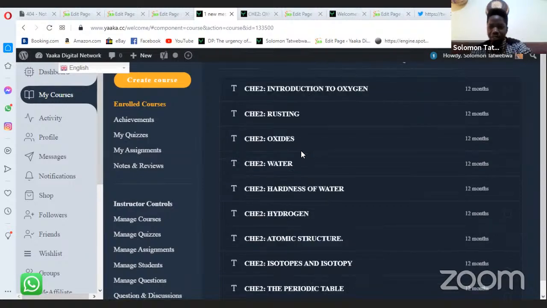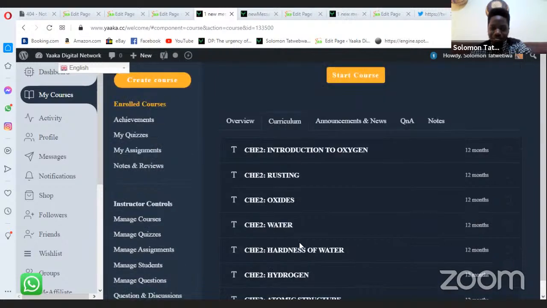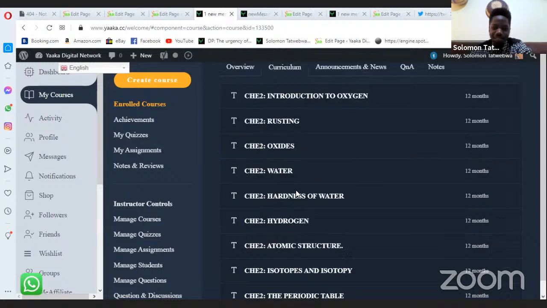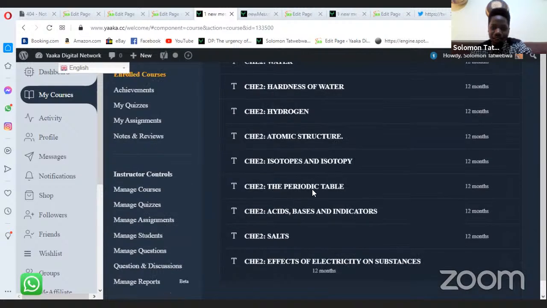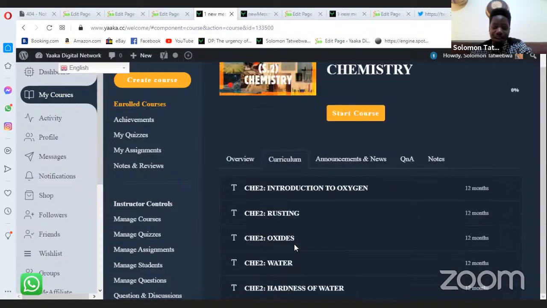When you're done, you can always talk about the others, but for now, you have all these units: introduction to oxygen, rusting, oxides, water, hardness of water, hydrogen, atomic structure, isotopes, the periodic table, acids, bases, and indicators, salts, effects of electricity on substances. Those are the units we have.